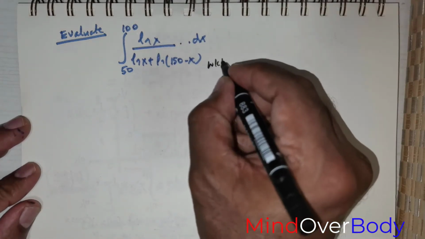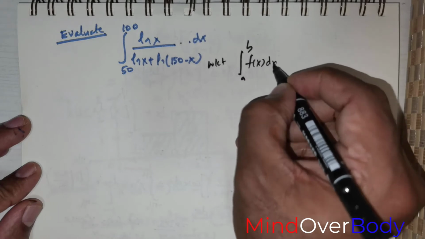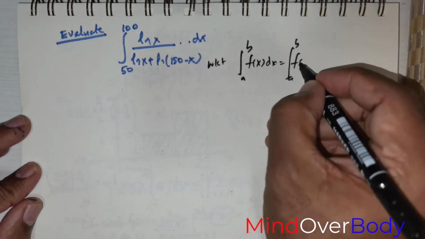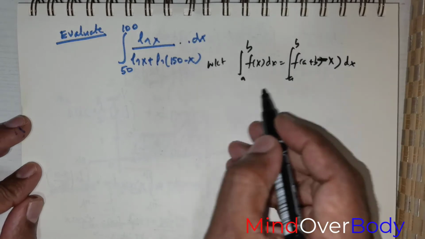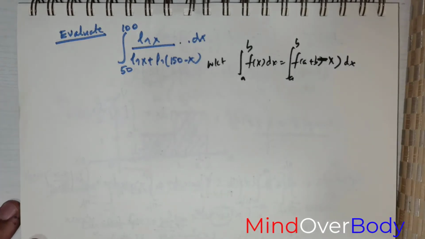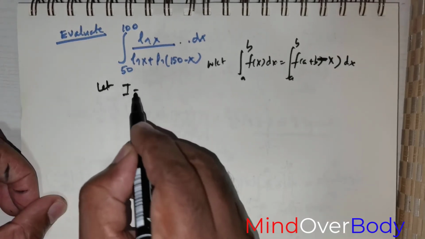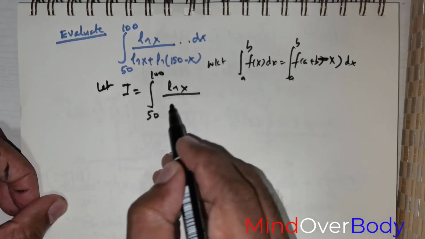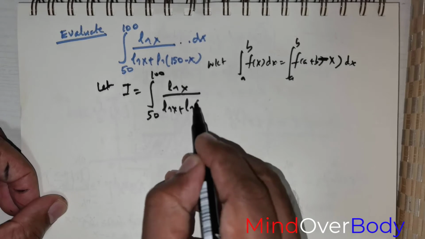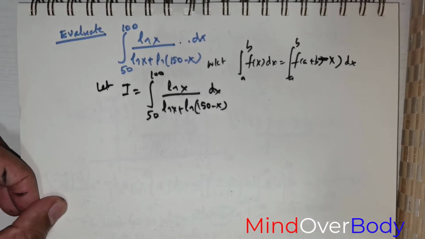So we know that integral a to b f of x times dx is equal to integral a to b f of a positive b negative x times dx. So this is the property we just saw a minute ago. So I will be using this property. So foremost, let me just let I be equal to integral 50 to 100 ln x over ln x positive ln of 150 negative x times dx.